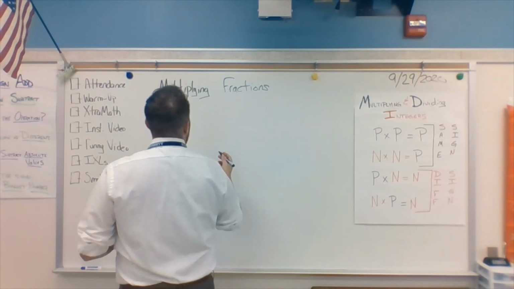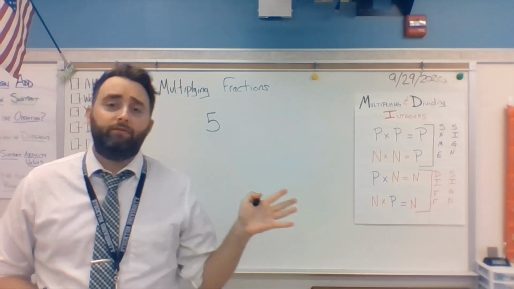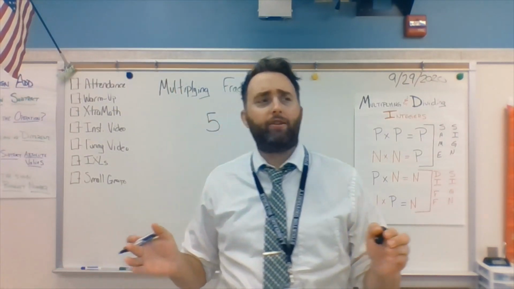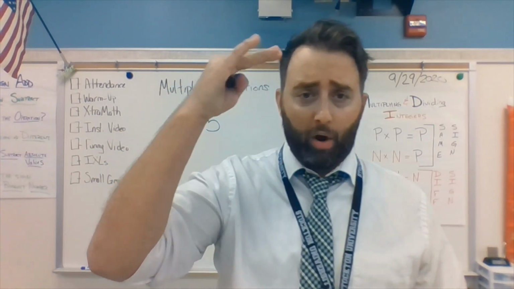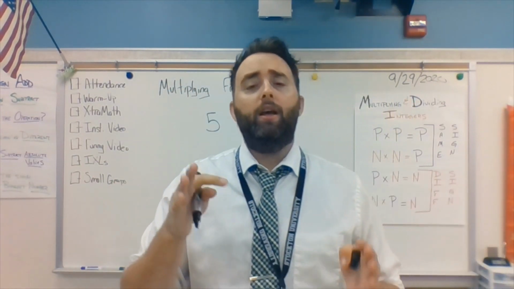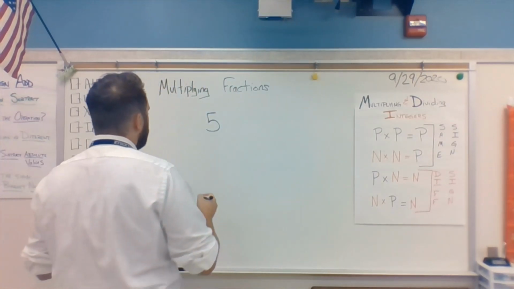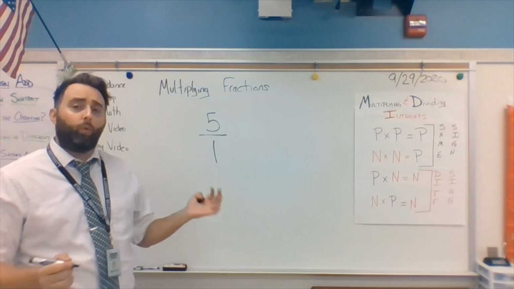So, first thing I gotta go over, let's say we have a whole number 5. Now 5 is a whole number, okay? It's not a fraction, because a lot of people think fractions, fractions, that means it's a part of something, because technically a fraction is a part of a whole. But here's the thing, slow down. Here's the thing, you can turn a whole number into a fraction simply by putting it over 1.